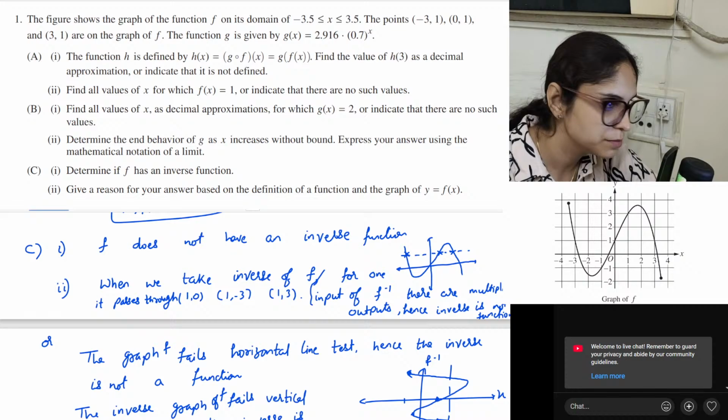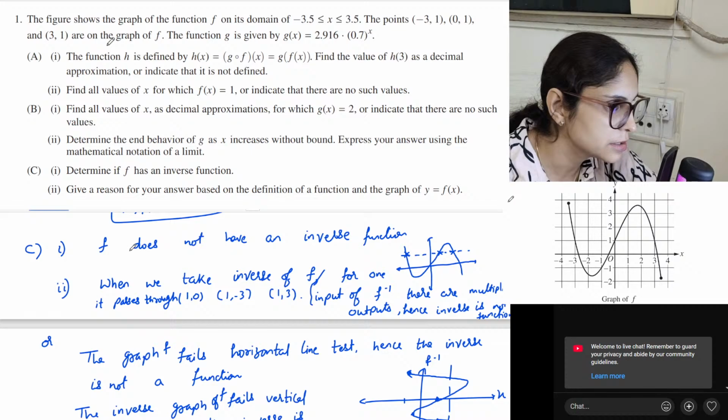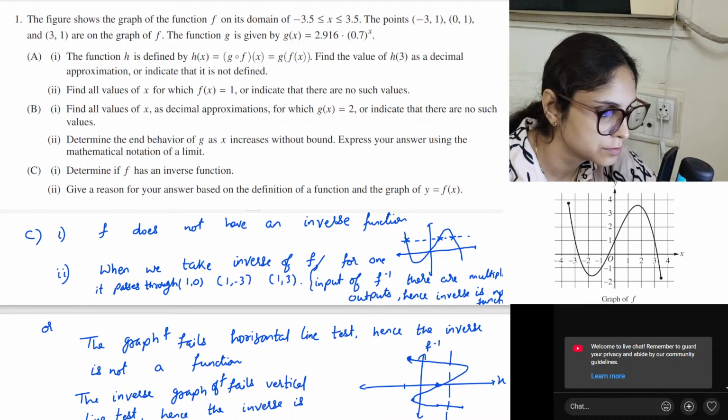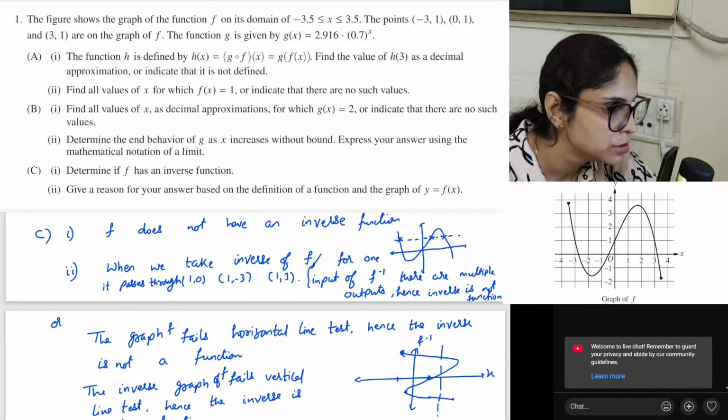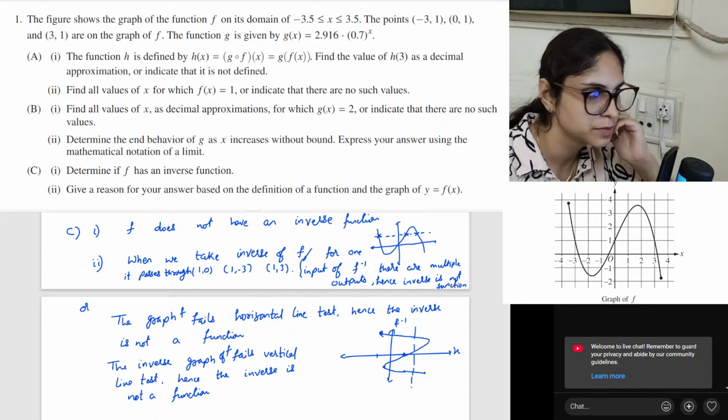I hope all the points are clear now. So this is the reason that inverse is not a function. Okay? Let me make it a little smaller so that you can see. Oh, still you cannot see. Let me make it a little more smaller. I think now you can see everything.